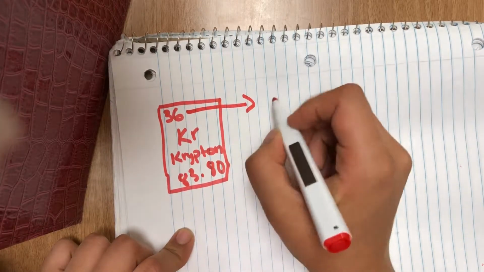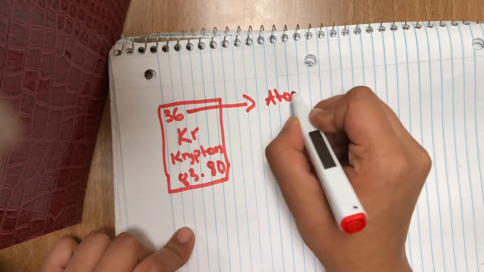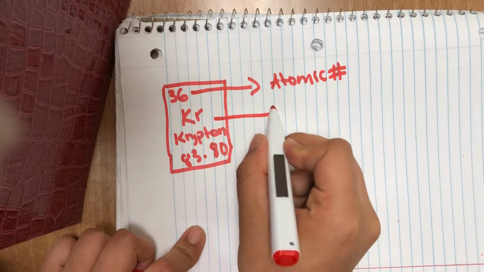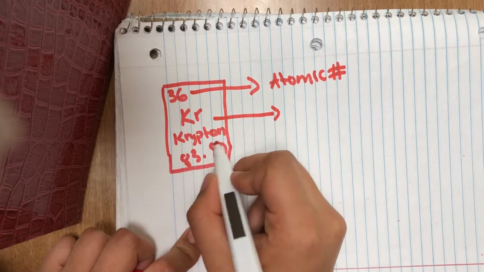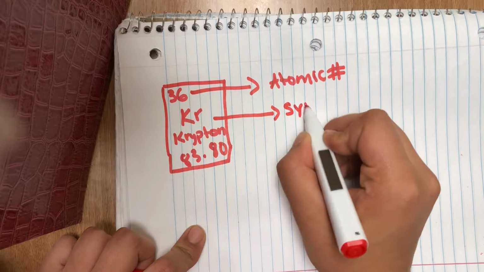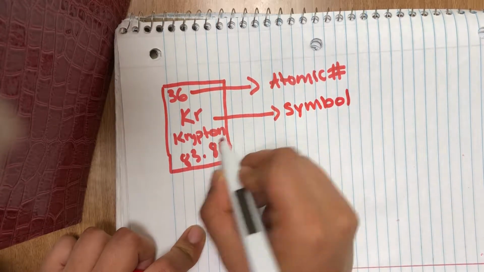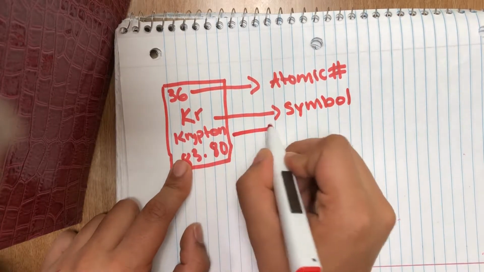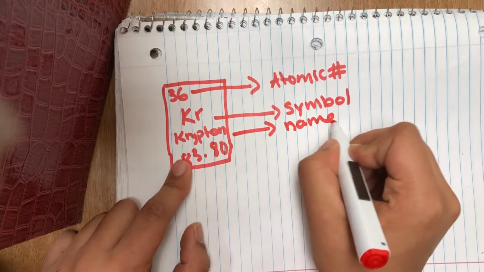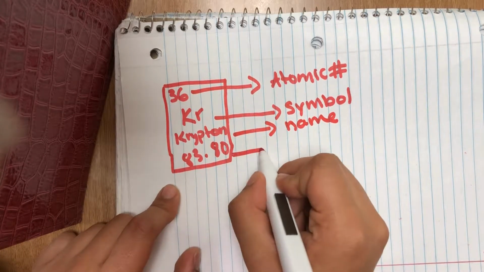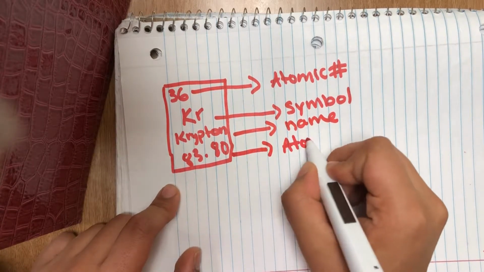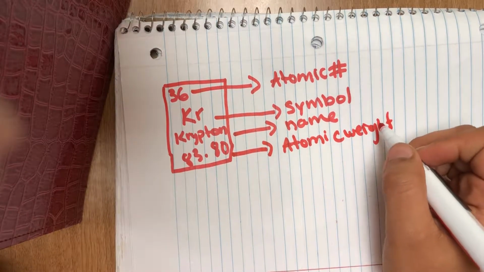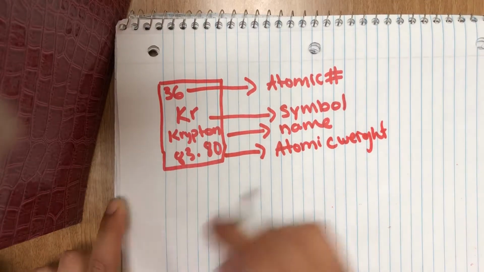The number up here is the atomic number. The KR, which is the abbreviation for the name, is the symbol. The word right under that is the name of the element, in this case krypton. And the last thing on here is the atomic weight. So that's the parts of the periodic table.